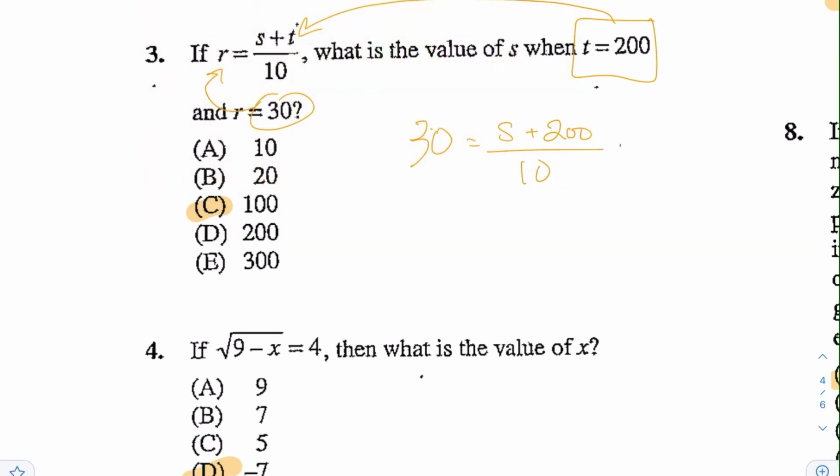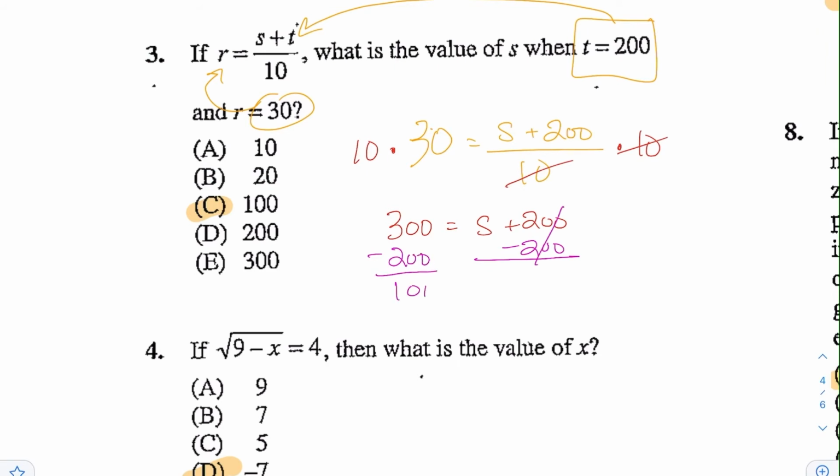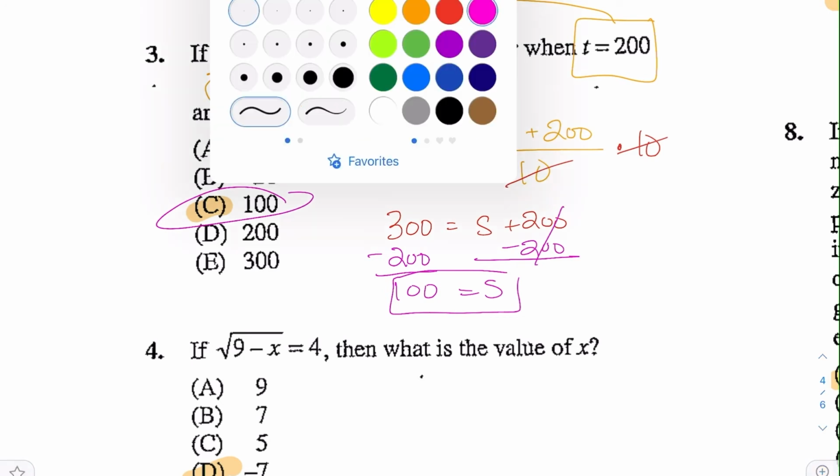Now, to solve for s, you can multiply by 10 on both sides. So you get 300 on the left is equal to s plus 200. And then you can just subtract 200 on both sides. And you get that s is equal to 100, choice C.